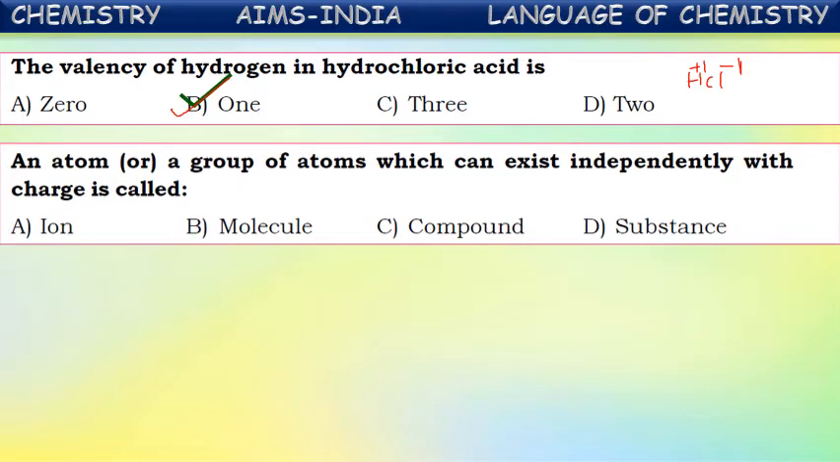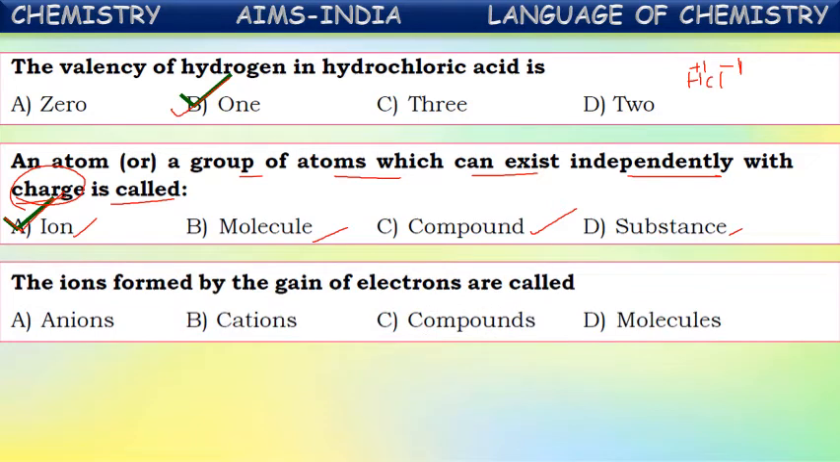An atom or a group of atoms which can exist independently with charge is called... Molecules will not have a charge, compounds will not have a charge, a substance will not have a charge, ions will have a charge. So our answer is A, because some ions will have a positive charge, some ions will have a negative charge. Those are called cation and anion, like we have studied already, right? Now come to the next question.